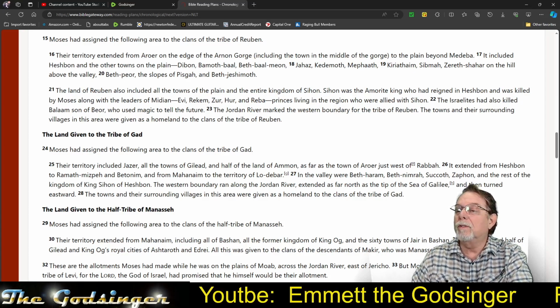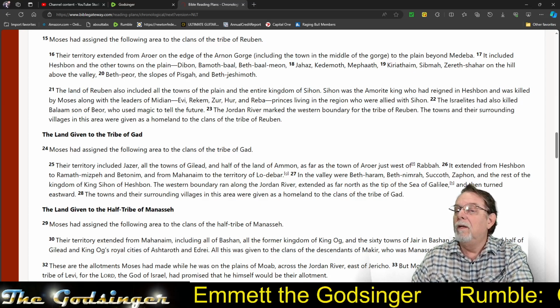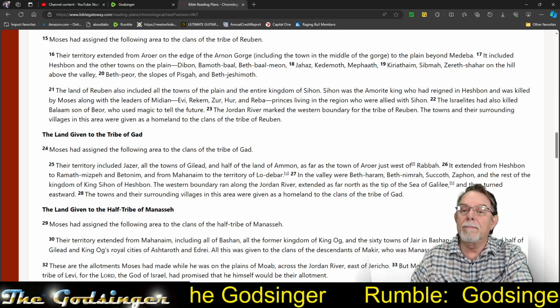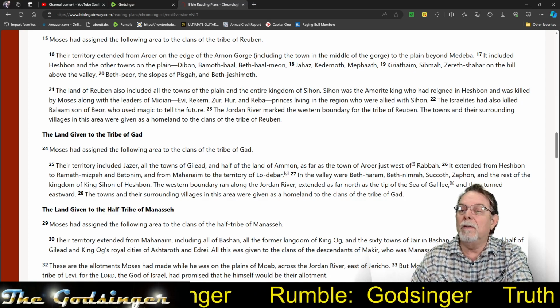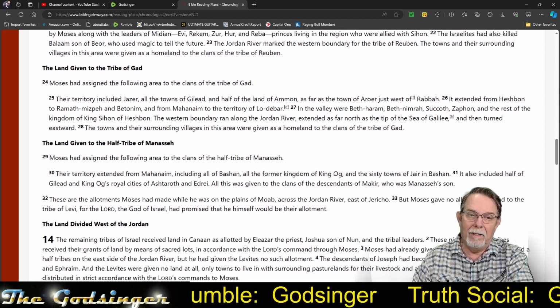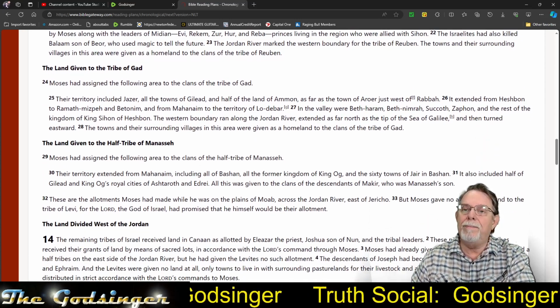The Jordan River marked the western boundary of the tribe of Reuben. The towns and surrounding villages in the area were given as a homeland to the clans of the tribe of Reuben. We're going to do this for all 12, aren't we?